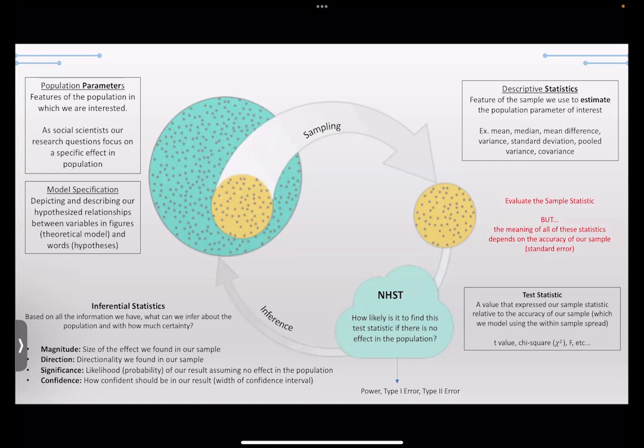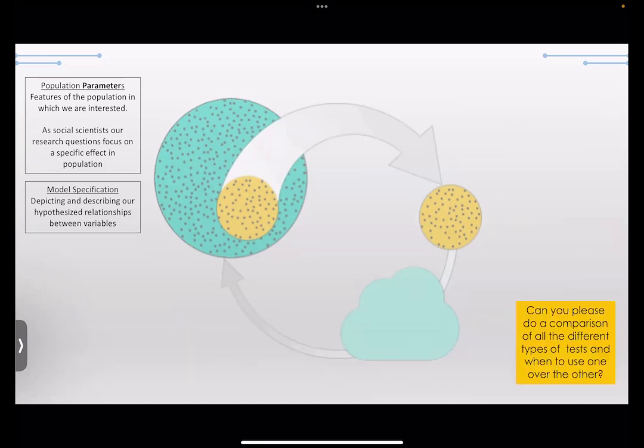Now, why am I starting us here and not on independent or dependent t-tests? Because we're still playing cookbook mode, right? So I've had a few office hours in the last week, and people are like, how do I recognize what test I should use? So this was a question in the Qualtrics: can you do a comparison of all the different types of tests and when to use one or the other? And my answer to that question is you shouldn't be starting with tests.